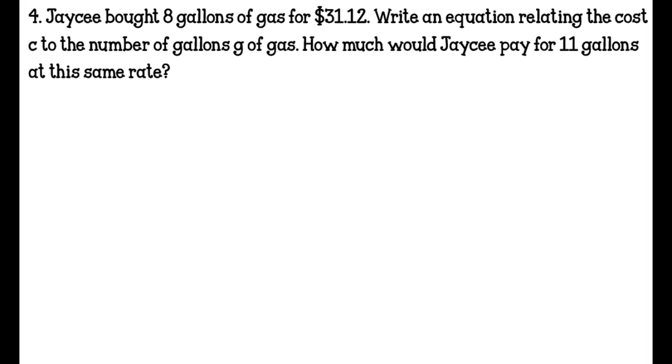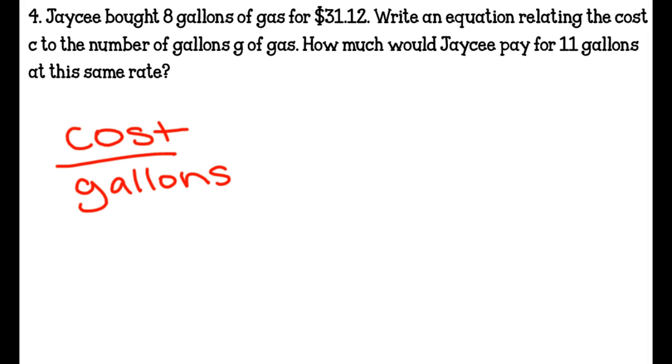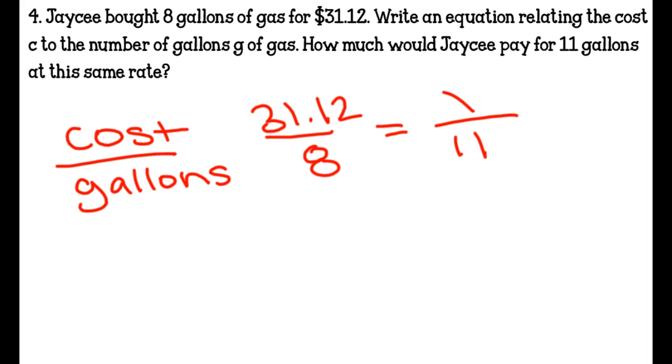Number 4, Jaycee bought 8 gallons of gas for $31.12. Write an equation relating the cost C to the number of gallons of gas. How much would Jaycee pay for 11 gallons at the same rate? So we're going to do cost to gallons. And Jaycee got 8 gallons for $31.12. And we're going to see how much would she pay for 11 gallons.